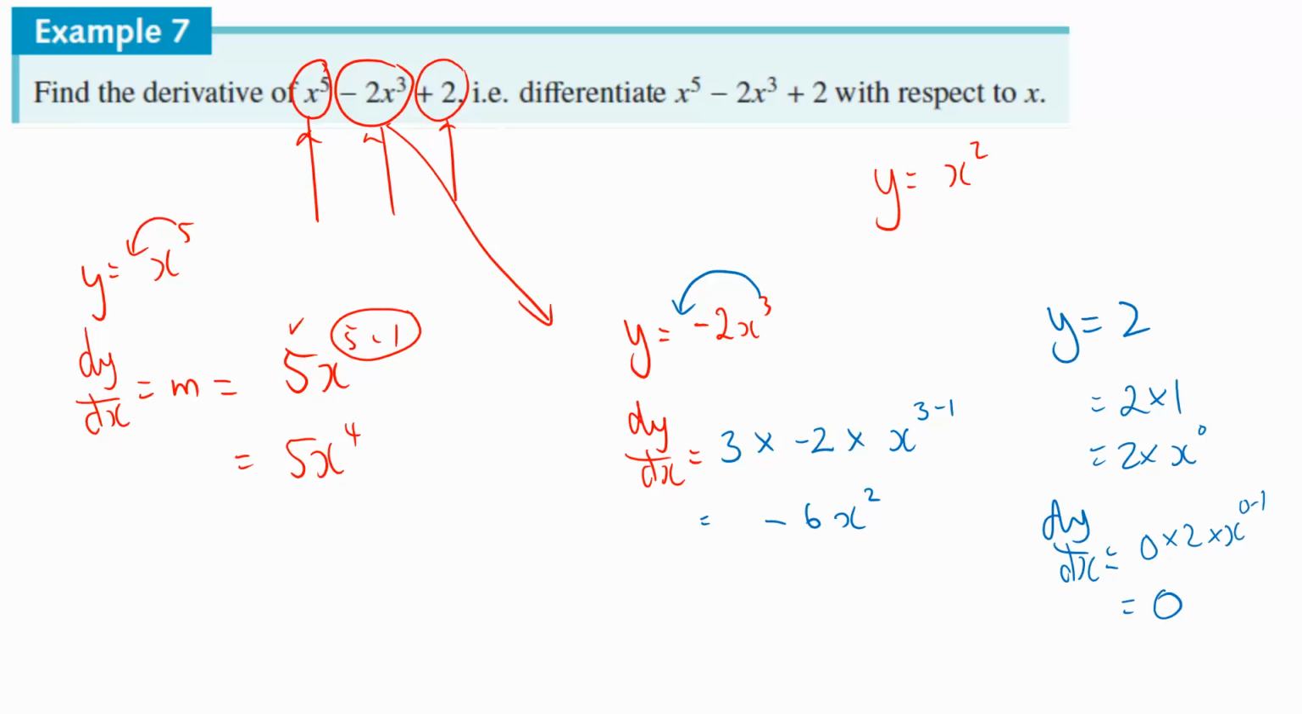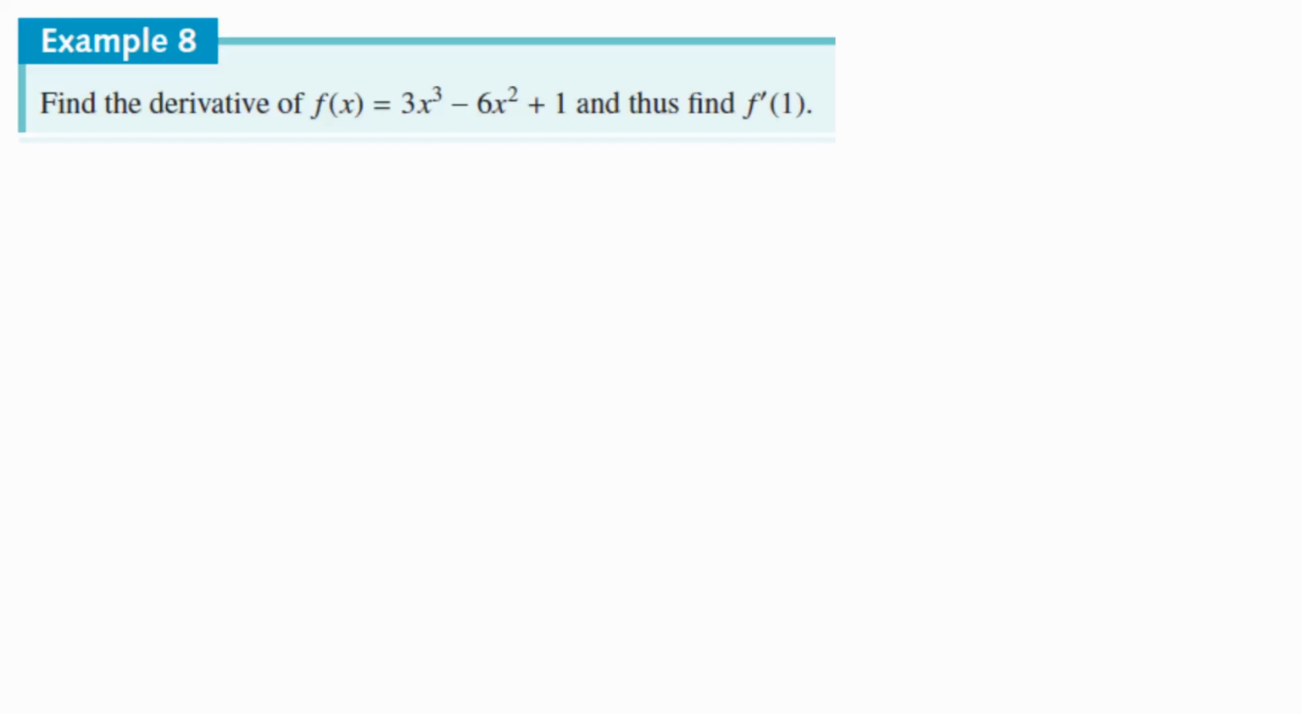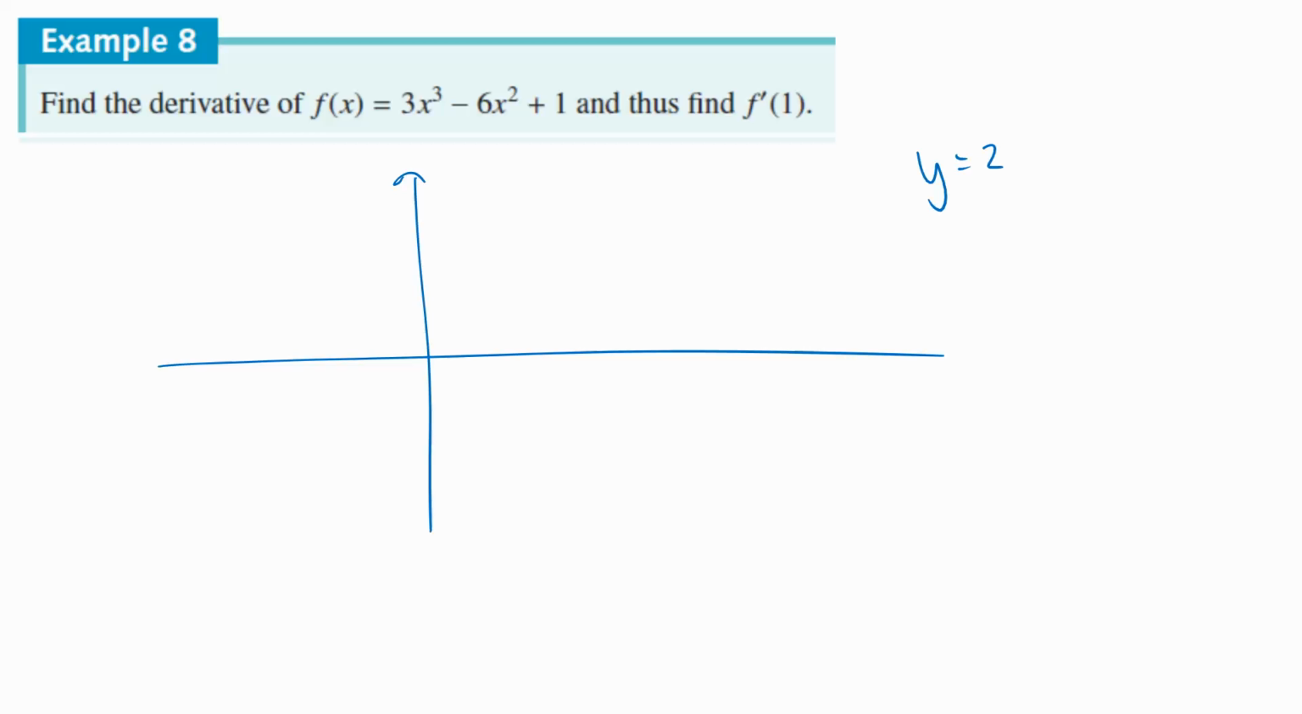Now, remember, don't forget the purpose of the whole idea of differentiating. You're trying to find the gradient. If I actually asked you to sketch y equals 2, what does it look like? How do you sketch y equals 2? Yeah, a horizontal line at 2. Now, what's the derivative, which means the gradient? What's the gradient of that line? 0. That's why it makes sense that the derivative of 2 is 0.